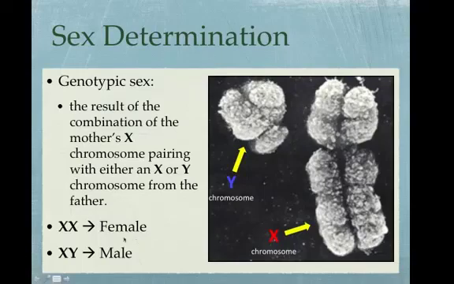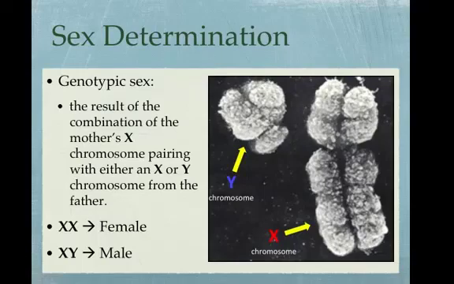So, for example, if the father contributes an X chromosome to the mother's X chromosome, then the genotype will be XX for female. If, however, the father donates a Y chromosome, the genotype will be XY for male, and that is the genotype that's depicted here in the picture. At conception, you will normally have 2 sex chromosomes, one donated by each parent. So these are the usual combinations, but they're not the only combinations.